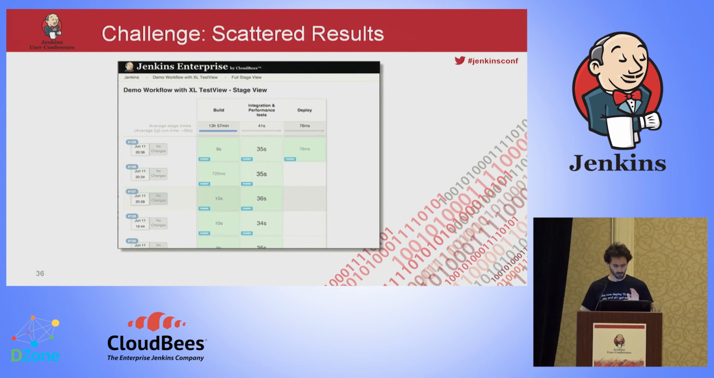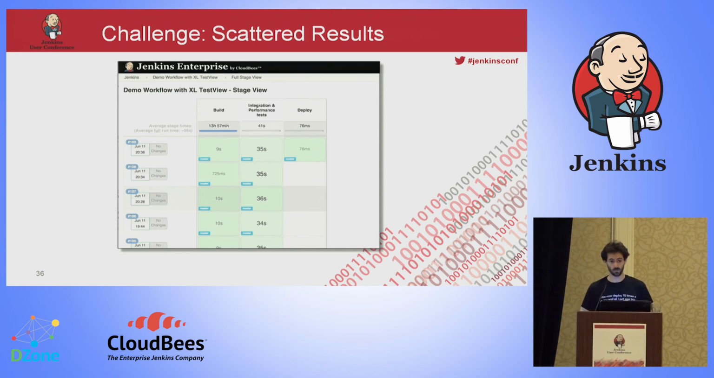The challenge that I was going to talk about for the last couple of minutes before we get to some questions, hopefully, is this scattered result problem. This is the Jenkins workflow view, if you've seen it. And it shows you, as I said, great for execution. Now you tell me, when you look at this UI, how good is it?